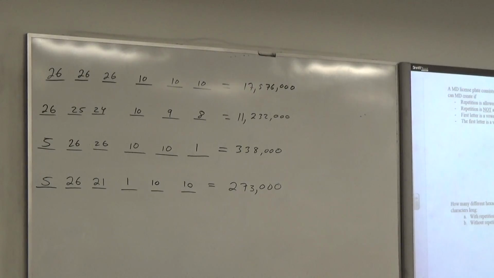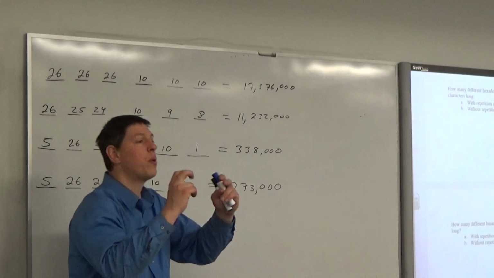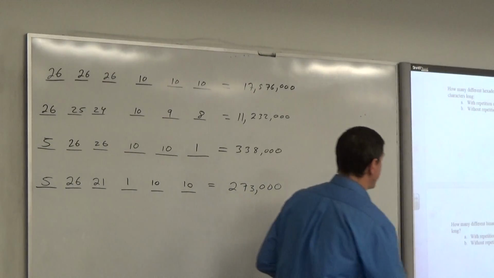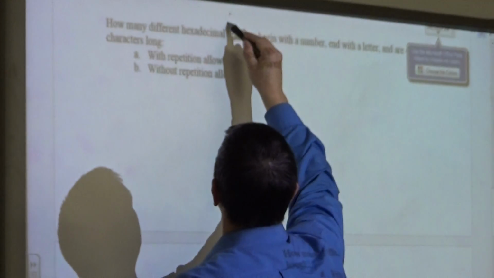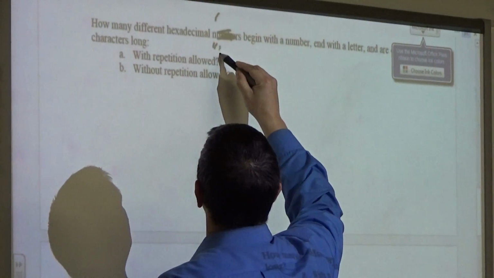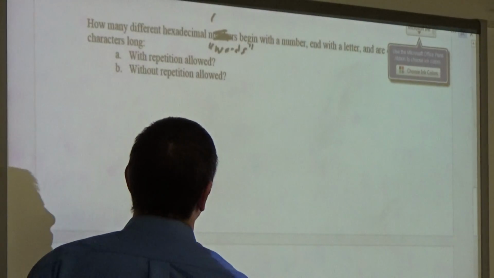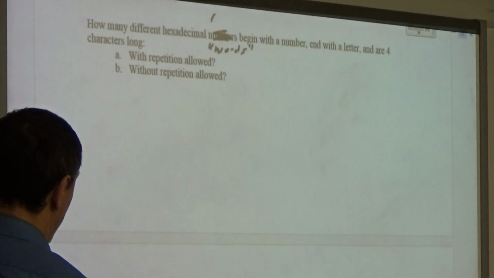We wish the whole examination, that the next exam is going to be all in set theory, or I'm sorry, on counting methods thus far. Okay. All right, guys. So, how many different hexadecimal numbers, and instead of numbers, we could say words if you would. So, let me scratch out the word numbers and put quotation marks. Let me put words. Begin with a number, end with a letter, and they're 4 characters long, with and without repetition.